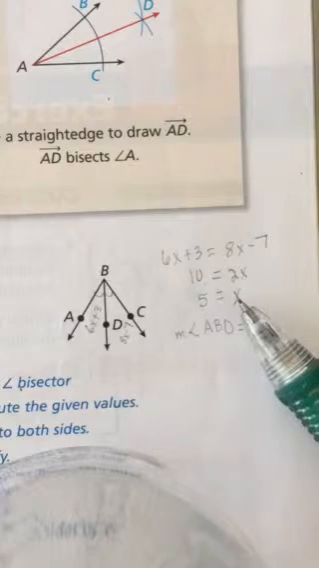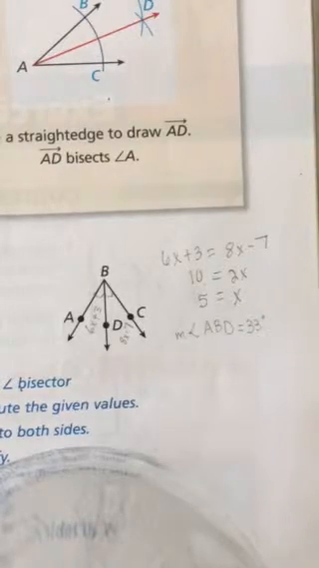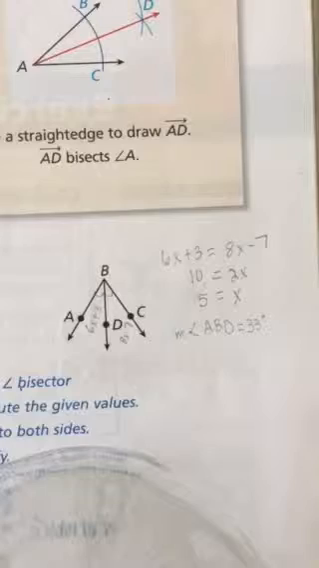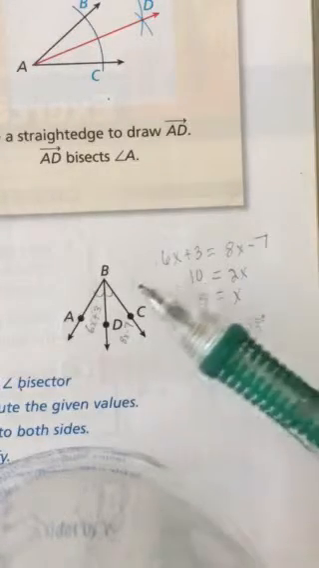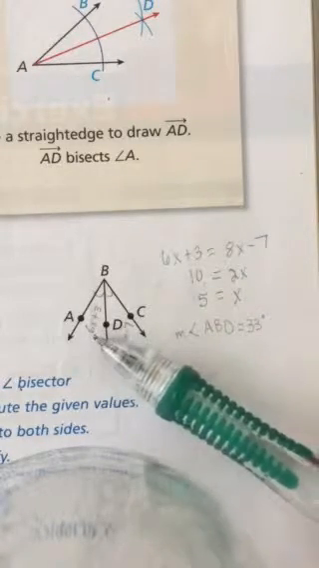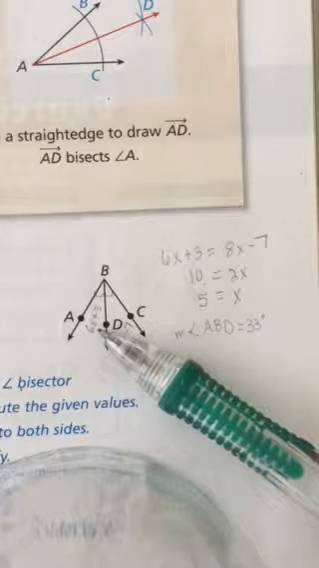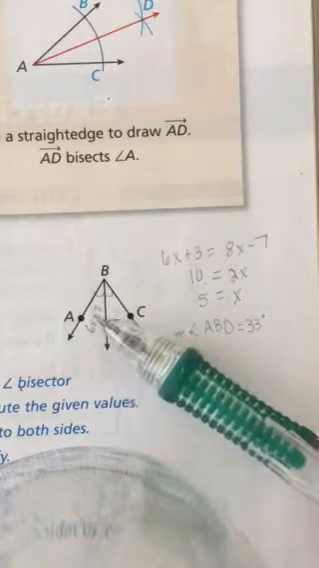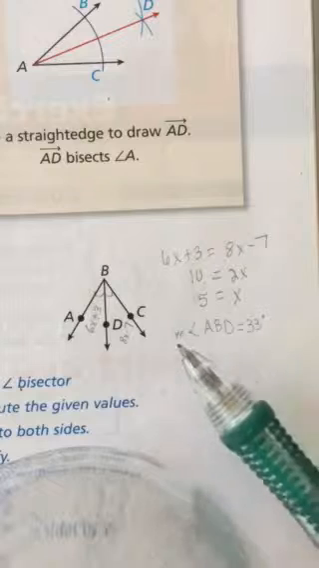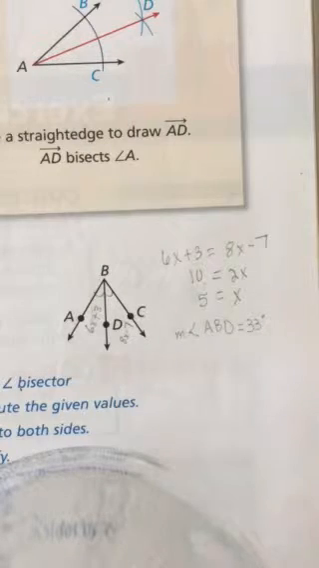Divide both sides by 2, and x equals 5. Now that is not our final answer. They did not ask what x equals. They asked for the measure of ABD, which is this angle right here. So we've got to plug our x back in, which is a 5, and say 6 times 5 is 30, plus 3 is 33. And this is how you would present your final answer. The measure of angle ABD is 33 degrees.